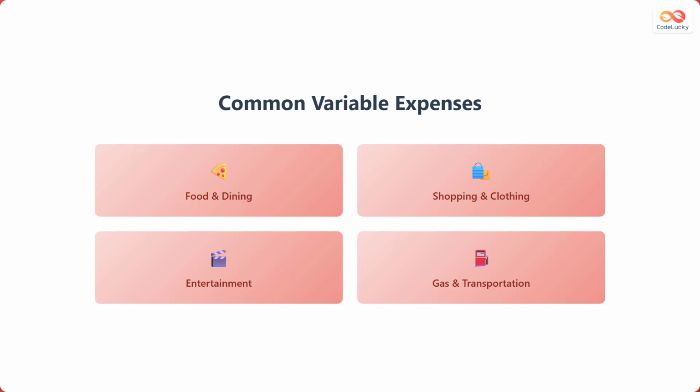Variable expenses cover many aspects of your daily life and entertainment. Food and dining costs vary based on whether you cook at home, order takeout, or eat at restaurants. Shopping and clothing expenses depend on your personal needs and preferences. Some months you might buy nothing, other months you might need new work clothes. Entertainment costs fluctuate based on your social activities, movie tickets, streaming subscriptions you add or cancel, and hobbies. Gas and transportation expenses change based on how much you drive, current fuel prices, and whether you use rideshare services or public transportation.